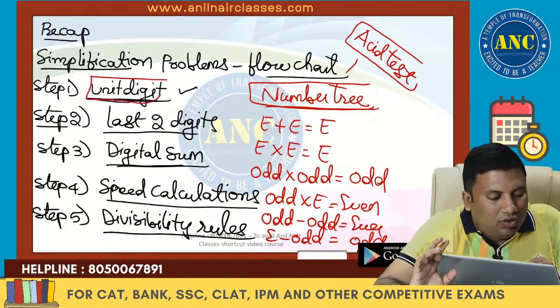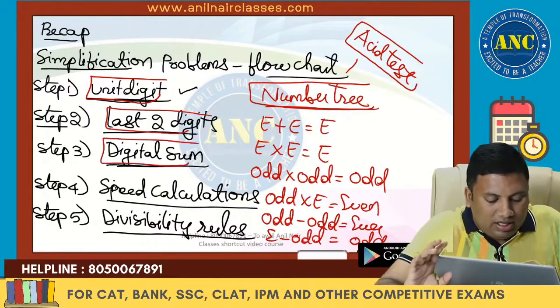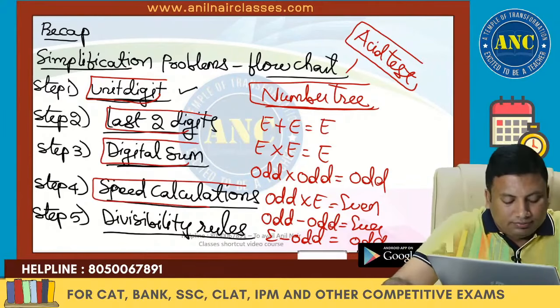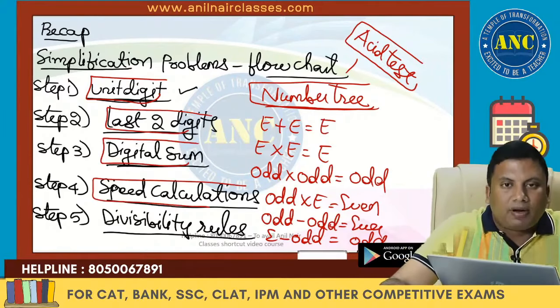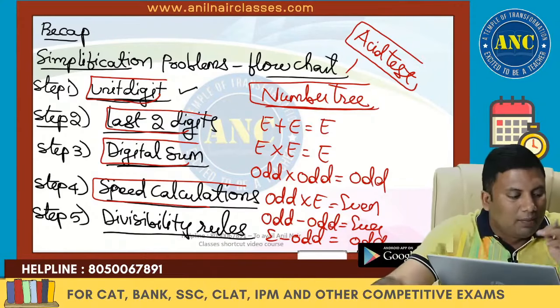Step number one, unit digit. Step number two, last two digits. Step number three, digital sum. Step number four, calculation. Step number five, divisibility rule. I will take some warm-up questions, then I will get into the problem solving.